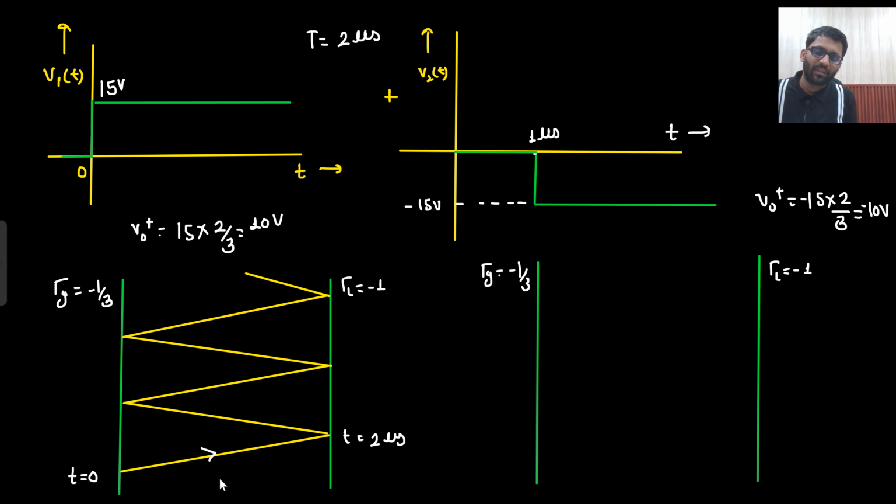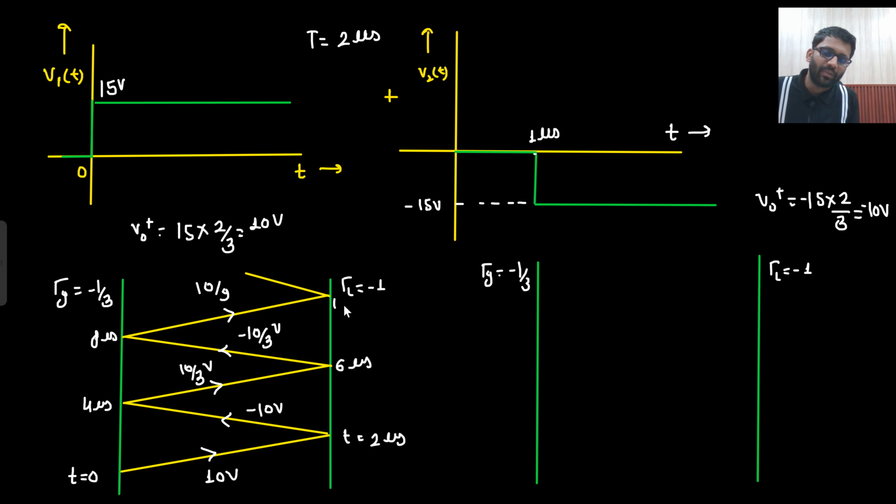So starting with 10 volt, then at 2 microseconds, 10 into minus 1, this will be minus 10. Then 10 into minus 1 by 3, that will be 10 by 3. Then minus 10 by 3. Then plus 10 by 9. Just take care of the sign. 10 minus 10. Then again multiply with minus, so plus 10 by 3. Then again multiply with minus, so minus 10 by 3. Then again multiply with minus, so plus 10 by 9. So in that manner we are going. So this is 2 microseconds, this will be 4, this will be 6, this will be 8, and this will be 10 microseconds.